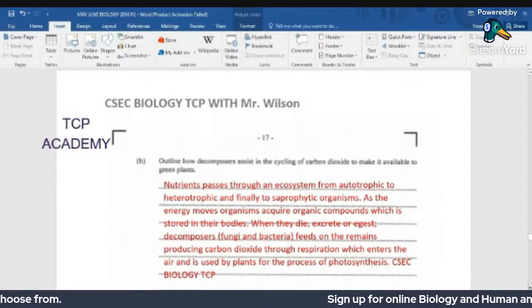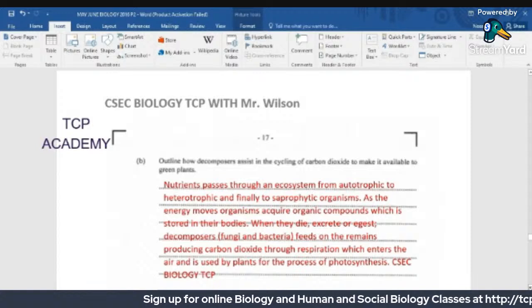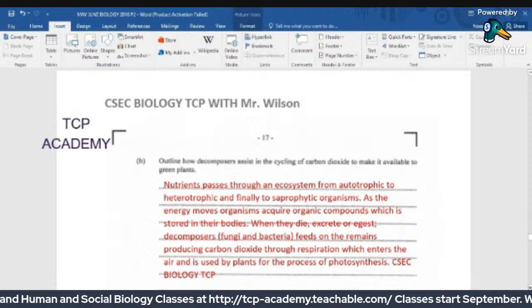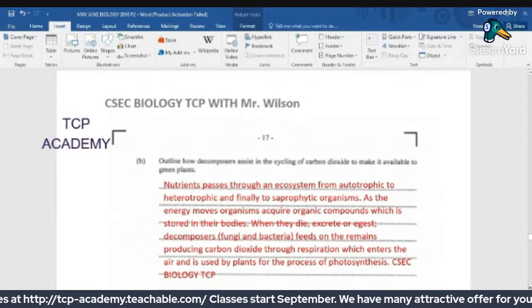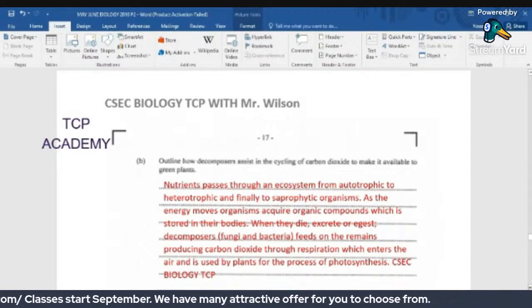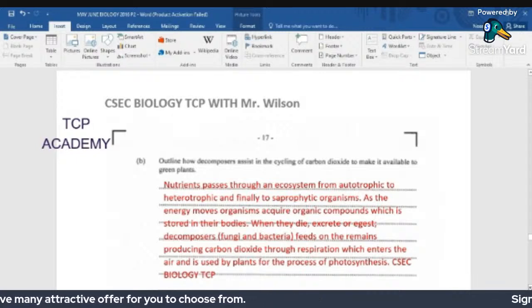Now, outline how decomposers assist in cycling carbon dioxide to make it available to green plants. Now, decomposers, they really cycle this carbon dioxide as they respire during the process of breaking down organisms, breaking down organic compounds. So nutrients pass through the ecosystem from autotrophic to heterotrophic and finally to saprophytic organisms, which decomposers are a part of, the saprophytic group.